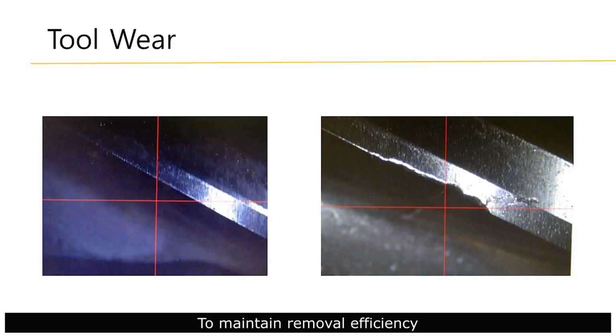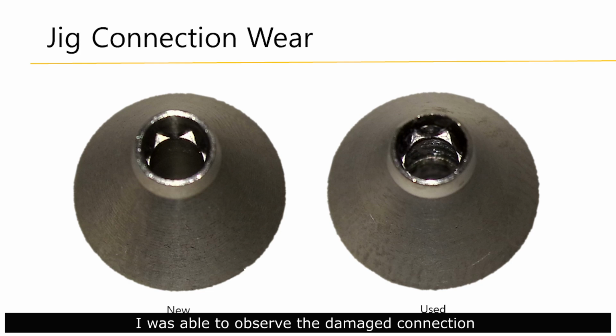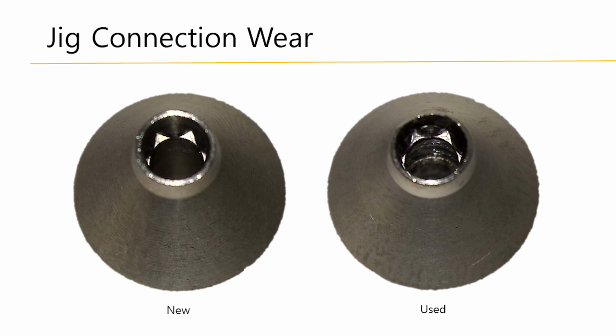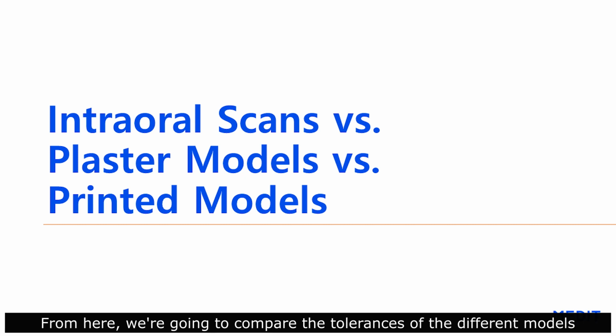To maintain removal efficiency, you need to maintain the blade of your machining tool. I was able to observe the damaged connection on the reverse jig used on the microscope. Reverse jigs also need to be maintained properly. From here, we are going to compare the tolerance of the different models we used to correct machining errors.